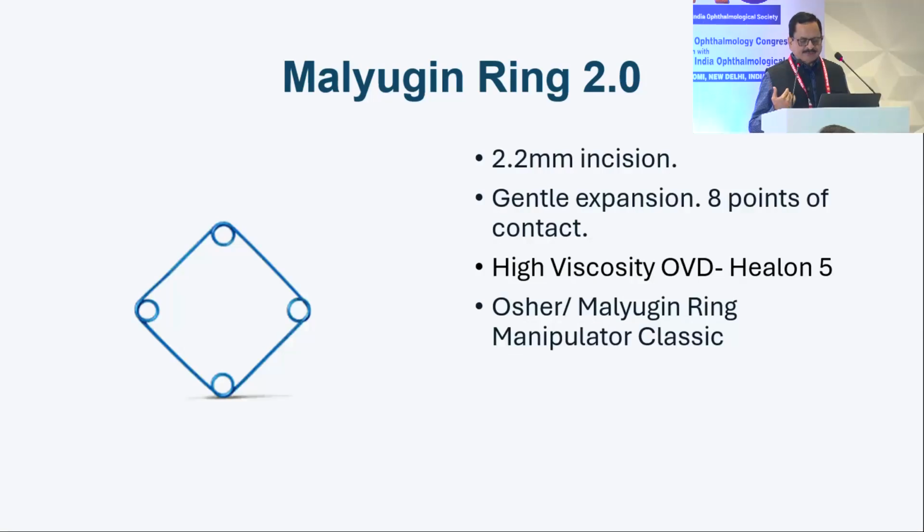So it makes life very easy. Then the Malyugin ring is probably one of the most popular internationally also. It can go through a 2 millimeter incision, that means from the main port, and it's a gentle expansion. There are 8 points of contact. You require a high viscosity, I think that's required for everyone. And the Malyugin ring manipulation is a classic one.